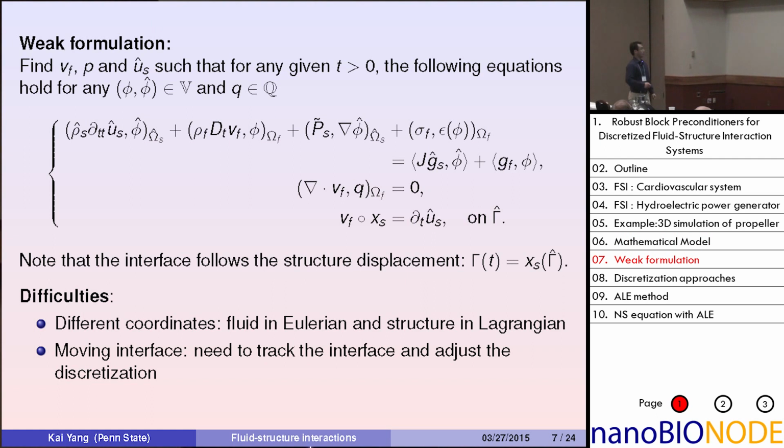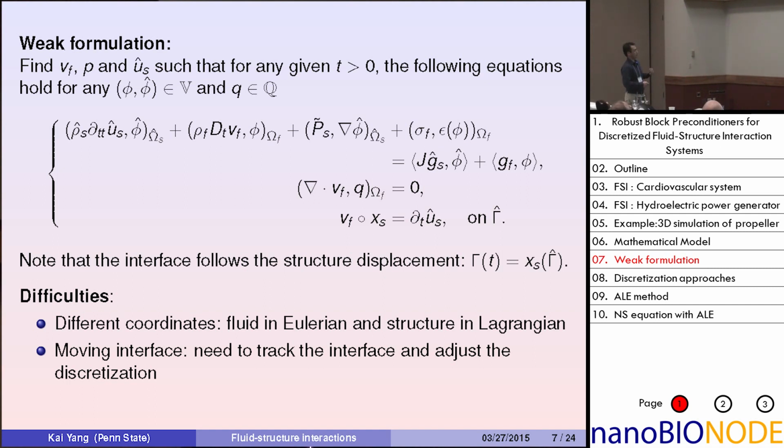Here we have the weak formulation of FSI. The first equation is a momentum equation. It has both the fluid part and the structure part involved. And the second equation is a continuity equation. It's only about the fluid. And here is the very important continuity of velocity on the interface.